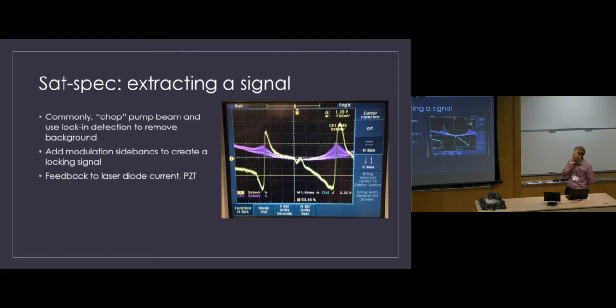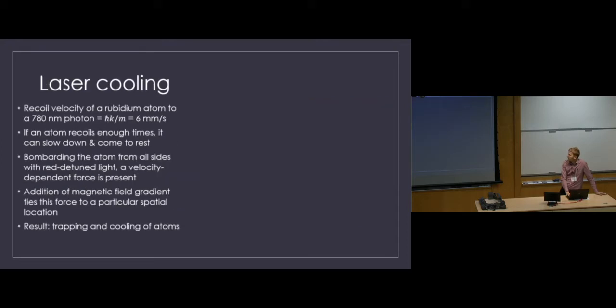Typically with a diode laser, you could feed back either to the laser diode current, which changes the wavelength slightly, or to a piezoelectric transducer, which changes the cavity length and also changes the laser wavelength. The third option I mentioned was laser cooling. Probably a few of you have heard of laser cooling, and a few haven't. And for those of you who haven't, you won't come away understanding it just from this one slide, but I'll do my best.